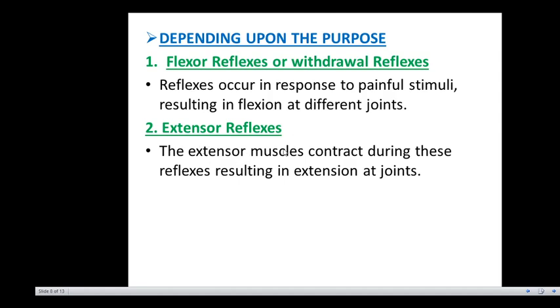These extensor muscles contract during these reflexes, resulting in extension at joints. I'll repeat, the extensor muscles contract during these reflexes, resulting in extension at joints. So that's basically extension of the joints. So that is extensor reflexes.